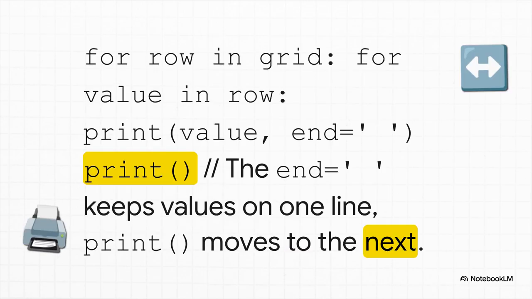And this is just a beautiful way to display it. We loop through each row in our grid. For each row, we loop through all the values inside it, printing them side by side. Then, once a row is done, the empty print at the end just bumps us down to the next line. Presto, your grid is printed out perfectly.